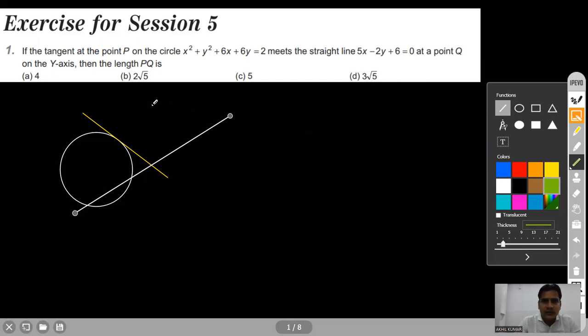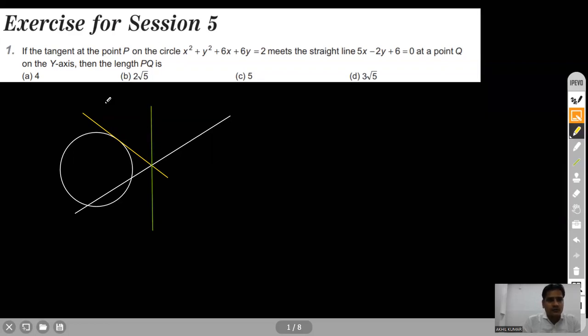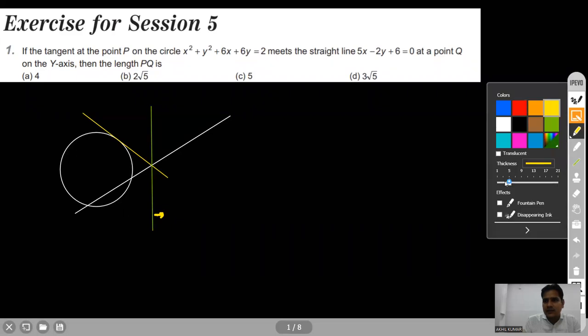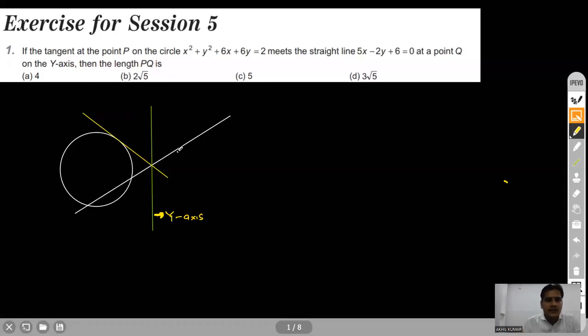And I'm drawing one y axis also, right? So this is the sketch as per question. So this is our y-axis. Let me reduce the thickness. So this is basically our y-axis, this green line. And this is our line 5x minus 2y plus 6 equal to 0. And this is point P where we have drawn one tangent. That tangent is meeting this straight line on the y-axis. Right? This is what it is given. And this meeting point is basically Q.